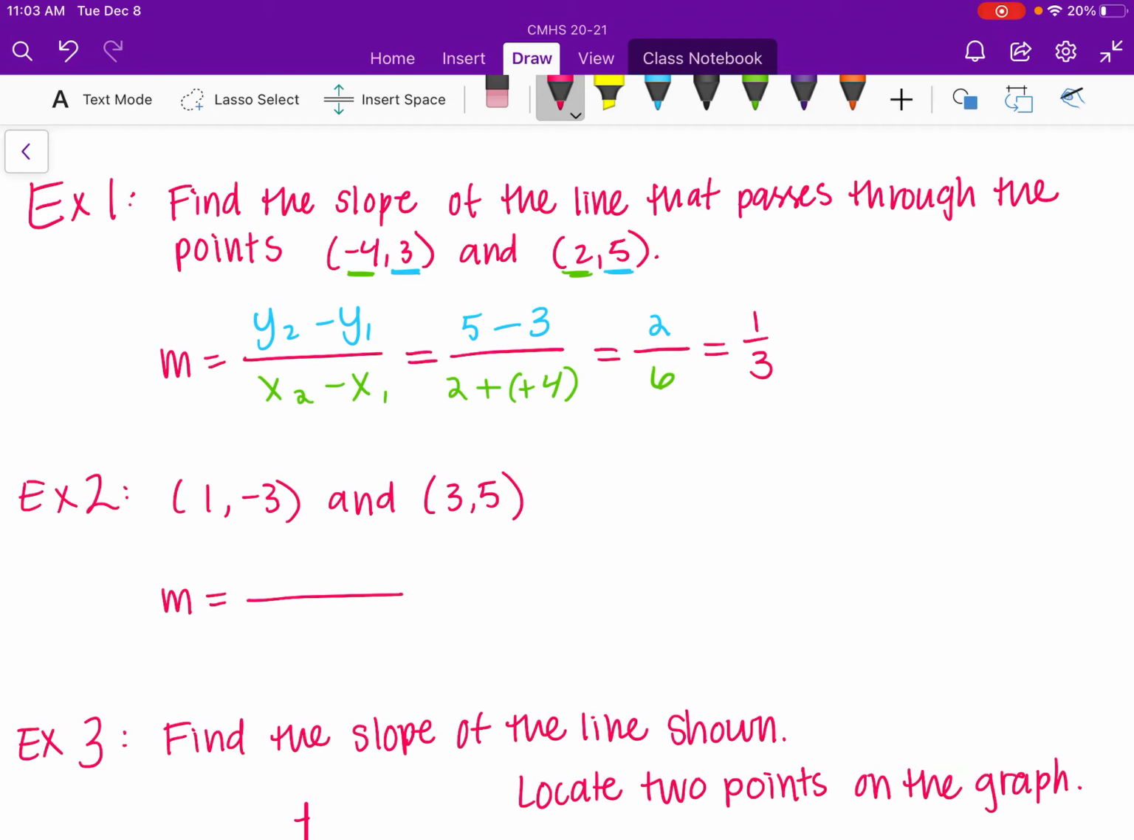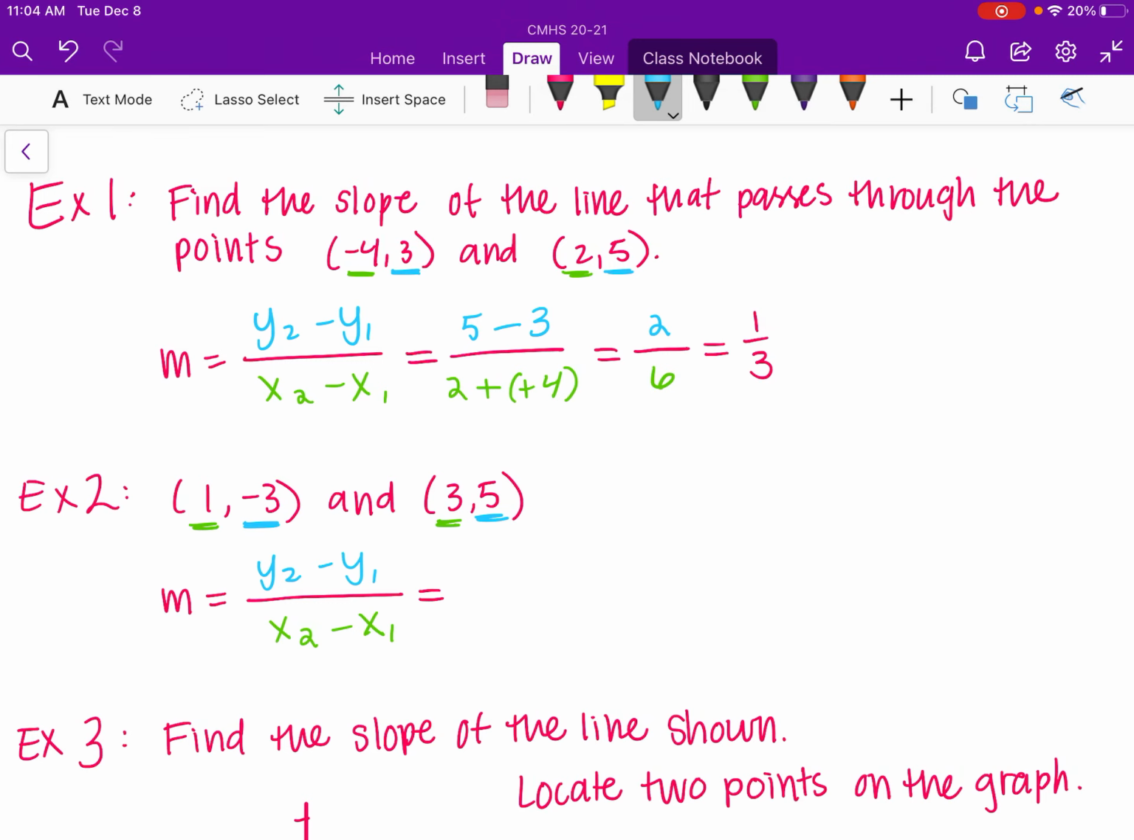So here's another problem. 1, negative 3, and 3, 5. Again, I'm going to do my y's in blue. So the formula was y2 minus y1. And here are my two y's. I've underlined them. And then my greens are my x's. Here's the one x, and here's the other x. So x2 minus x1.